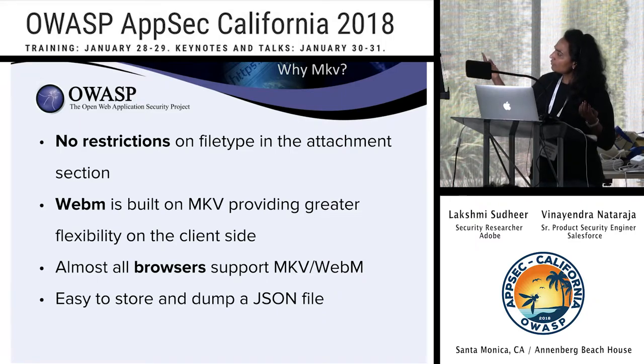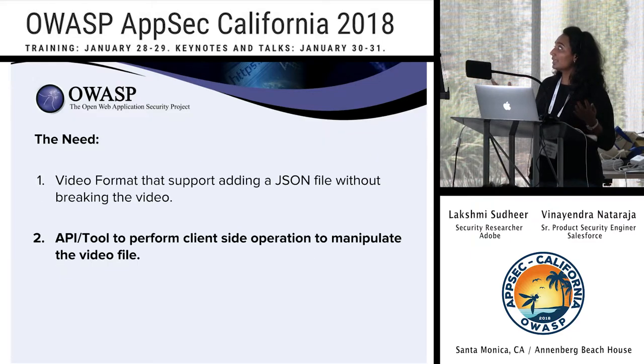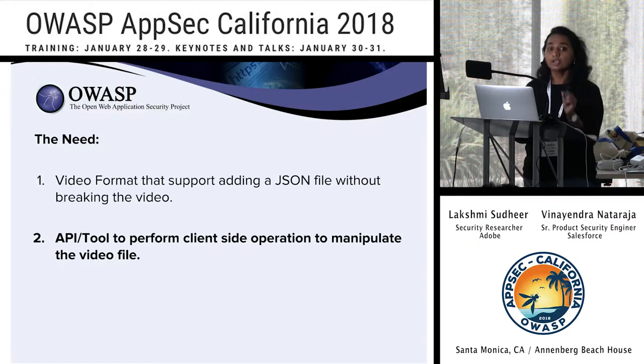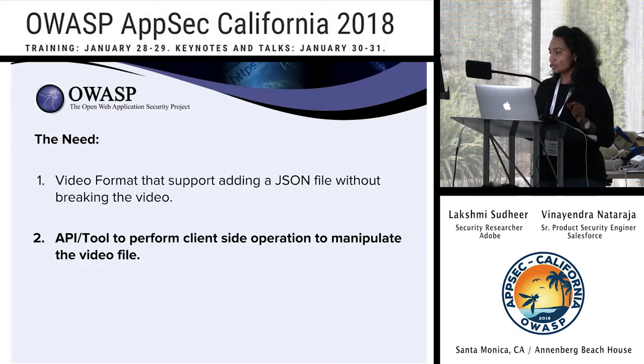And further, as we went on, we also found that it's easier to store and dump a JSON file. We'll get to it in the next slide. So MKV was our chosen video format, which satisfies our need one. The second one was a tool or API, something to perform client-side operations to manipulate this. That is, to attach this JSON file and then dump the JSON file.